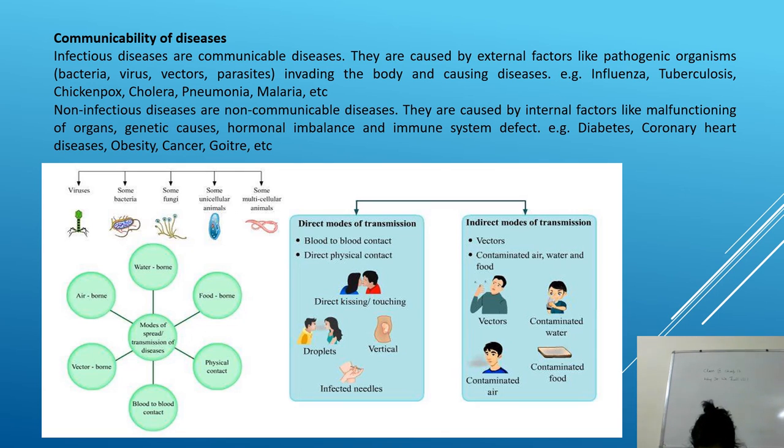அதே மாதிரி blood to blood வந்து example AIDS, physical contact வந்து இந்த droplets, cough, cold, sneezing இதெல்லாம் சரியா? And blood to blood example is AIDS disease, HIV சொல்றோம்ல, human immunodeficiency virus. அது வந்து blood to blood contact. I hope you could understand this.